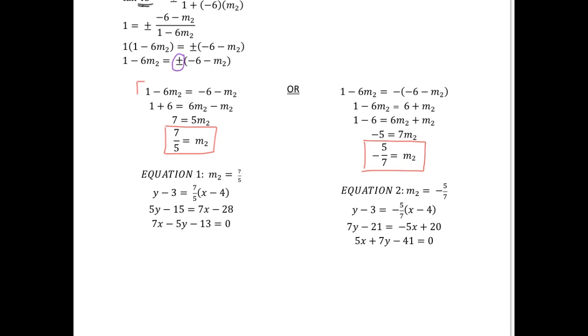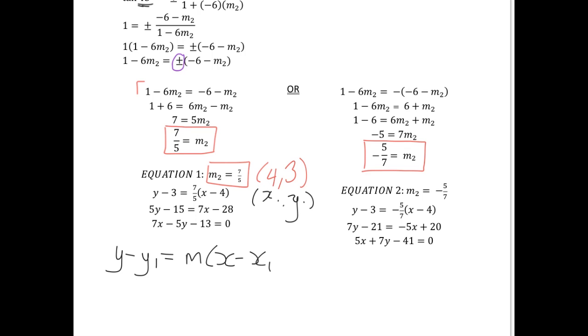Equation 1, where M2 is 7 over 5. And of course our point was 4,3. So that gives us our x1 and our y1, filling in the equation for a line which is just y minus y1 is equal to m, our slope, times x minus x1. So we fill this in with m2 being 7 over 5, and our x1 and y1 given by this point here, and we get the equation 7x minus 5y minus 13 equals 0.